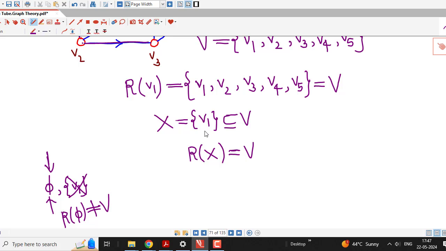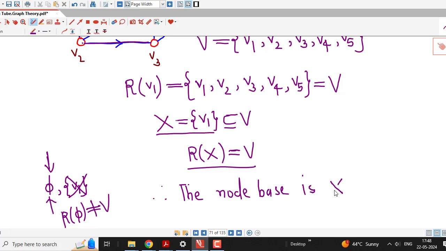Therefore we find that if we take capital X equal to set containing vertex V1 only, then reachable set of X is V and no proper subset of X satisfies this property. Therefore the node base is the set containing vertex V1 only, that is capital X equal to set containing V1 only.